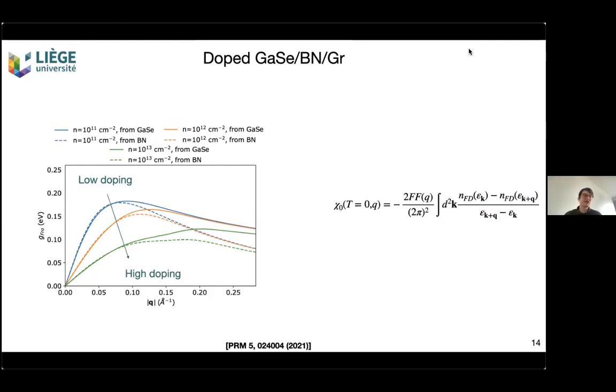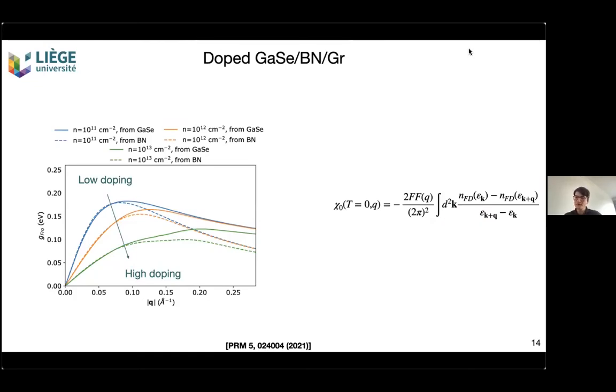And essentially here, you add carriers to gallium selenide, you're going to add some free carrier screening to what is already there from the graphene. And so the situation only gets better. So that's not really a problem. The main functionality, as I said, is already done.